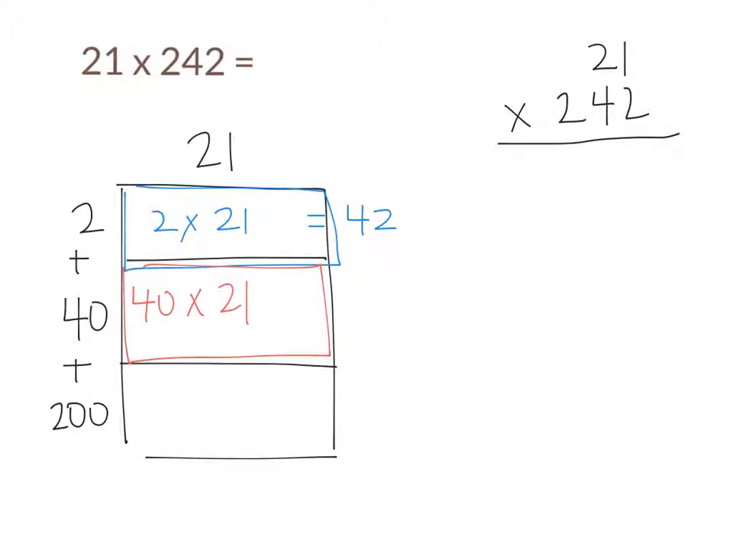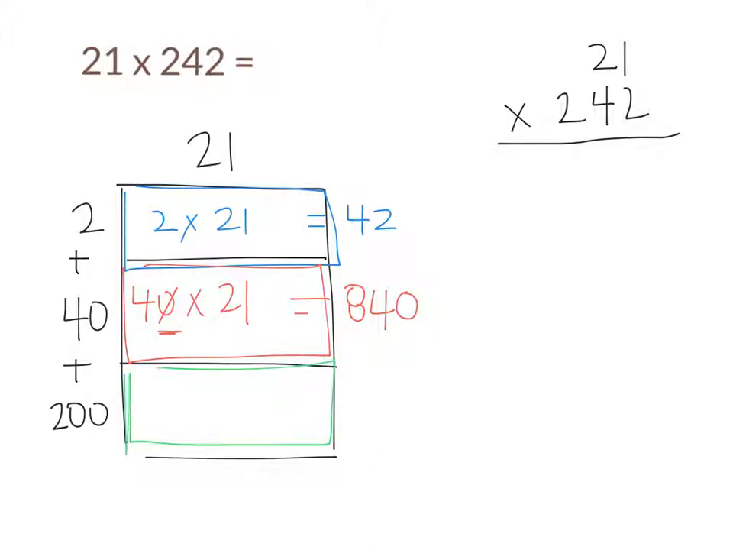Do I have a multiple of 10? So I can ignore that 0 for now, and I could do 4 times 21. What's 4 times 20? 80. What's 4 times 1? 4. So what's 4 times 21? 84. And then I have how many multiples of 10? 1. So I need to add 1 zero. Okay.